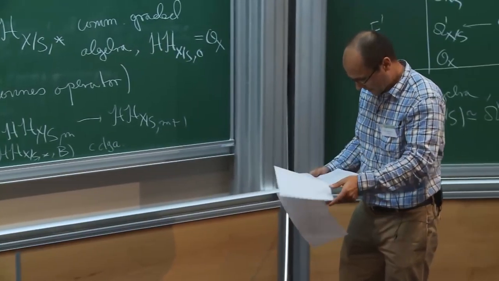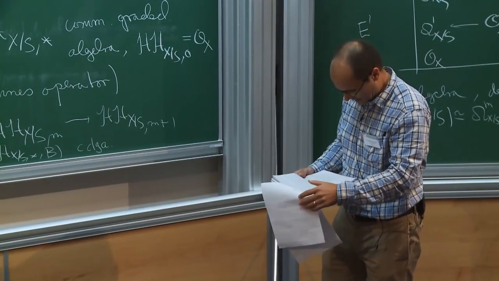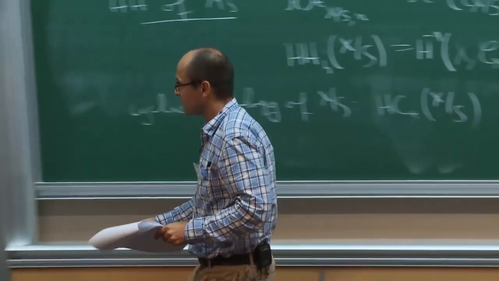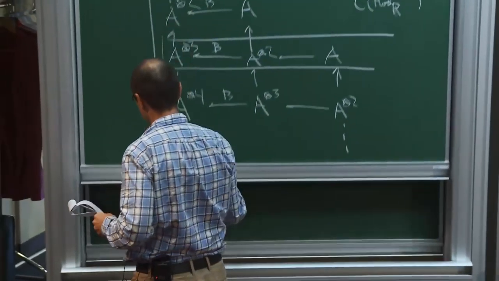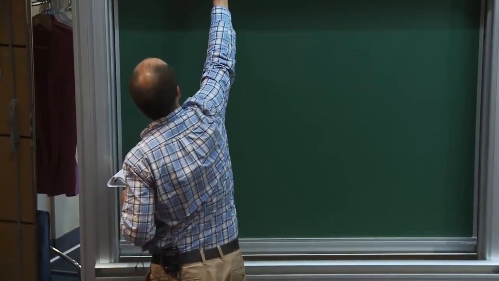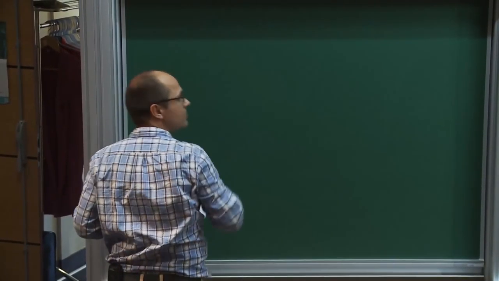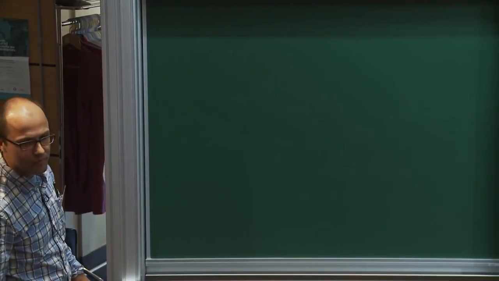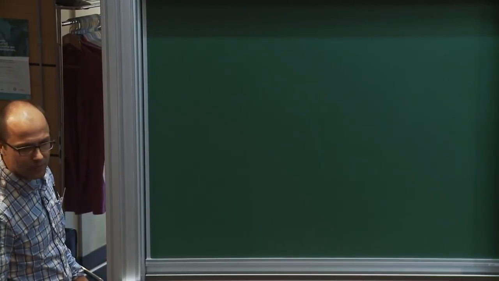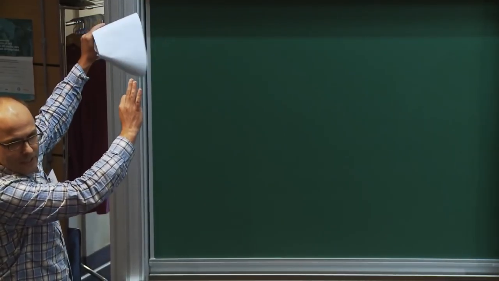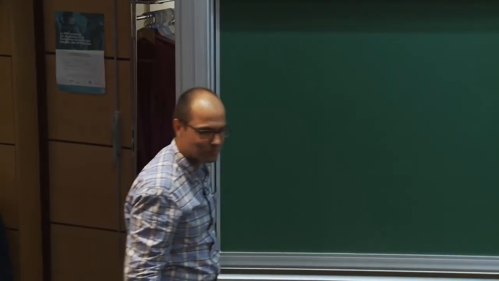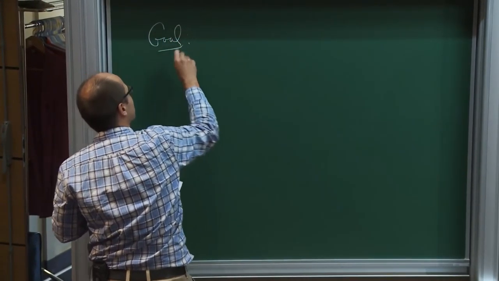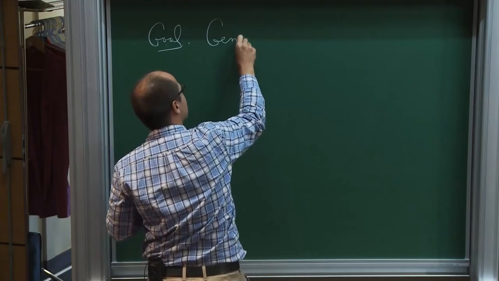All right. Well, let me skip. So what I want to explain is how to do this for log schemes. Also, the other maps are only R-linear. All the maps are R-linear. So this is a double complex of R modules. Okay, so generalize this to log schemes.